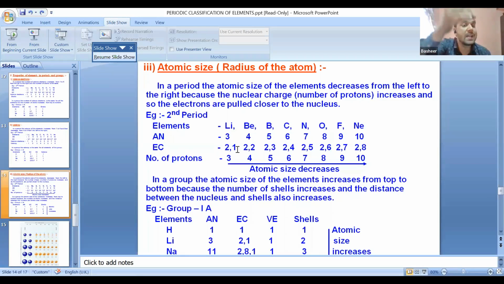But in the group, the shells are increasing. The radius from the center of the nucleus is increasing, which means the size is also increasing. So what is the conclusion? Periods have the same atomic size, while the size increases going down the group.